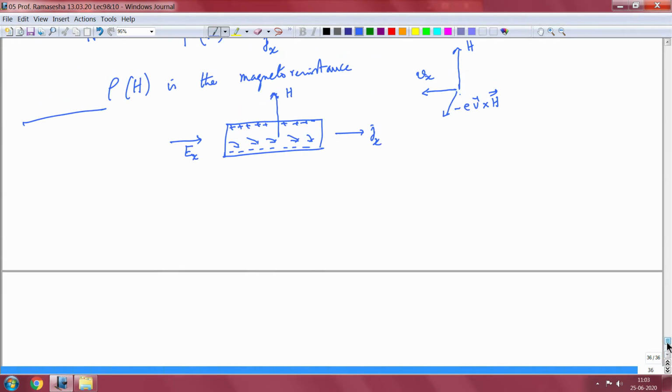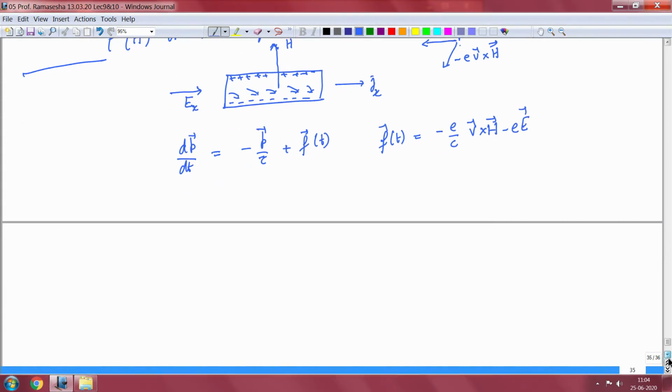So in this configuration, what I can write down is the equation of motion for the electrons. We have dp by dt is equal to minus p by tau plus f of t, and f of t is actually due to both an electric field and a magnetic field, which is given by minus e by c V cross H minus e times E.